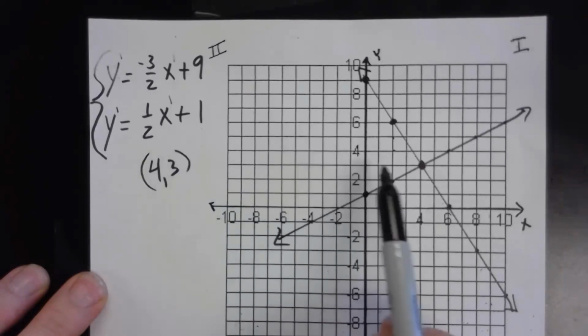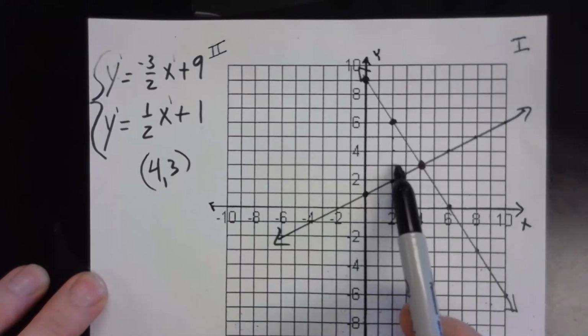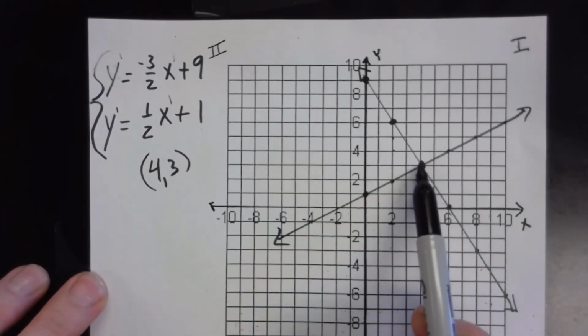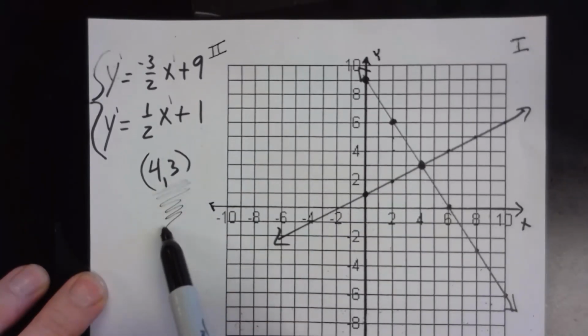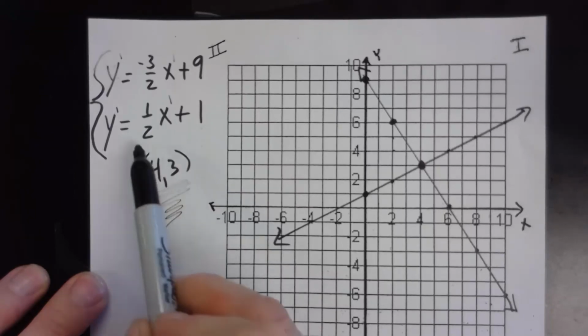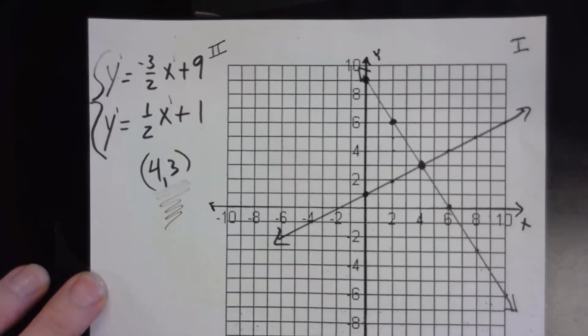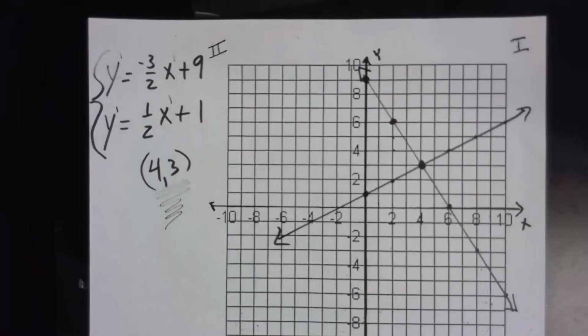Here, y-intercept's 1, up 1 over 2, up 1 over, hey! See that point right there? That intersection, the only point the two lines have in common, right? That is the solution. That's the number, the combination that satisfies both of them. Who's solved by graphing before? Who's done that before? Okay.